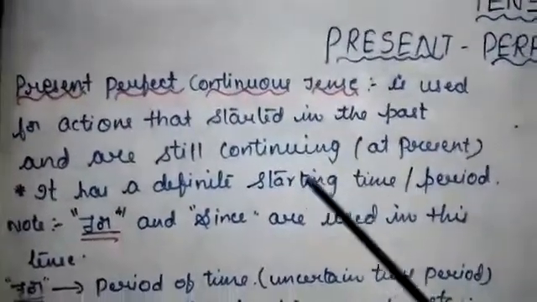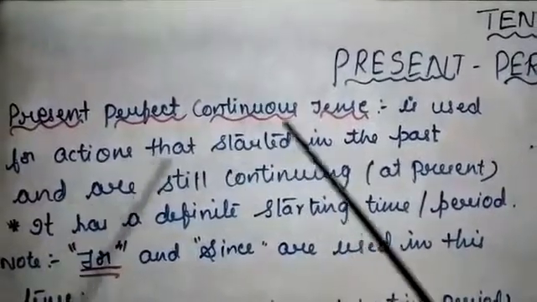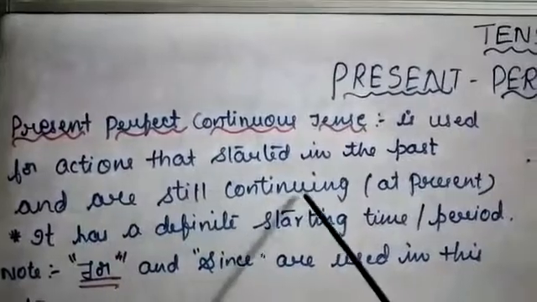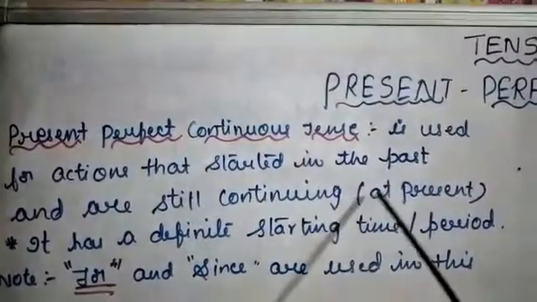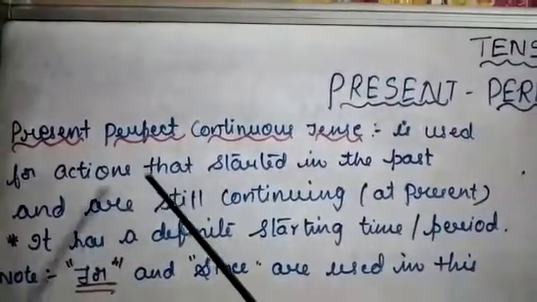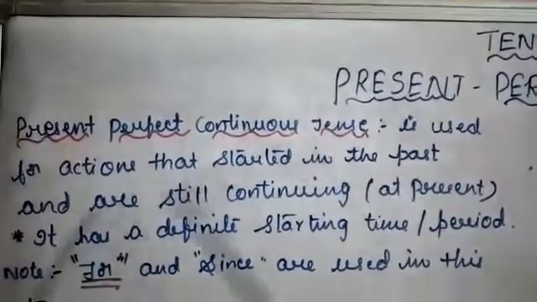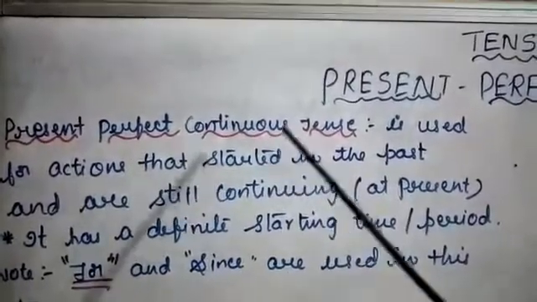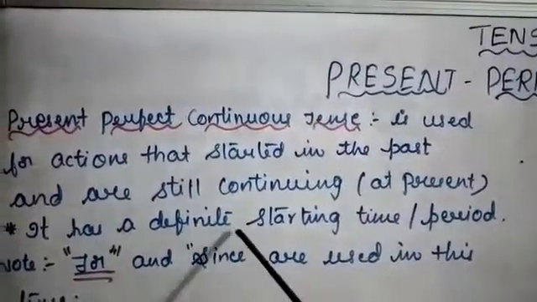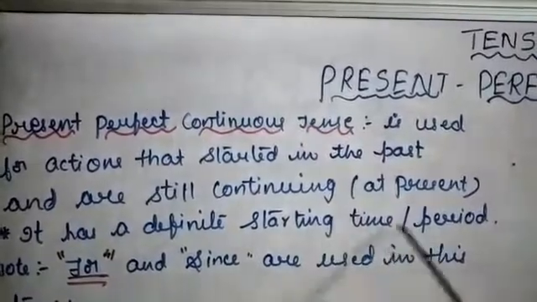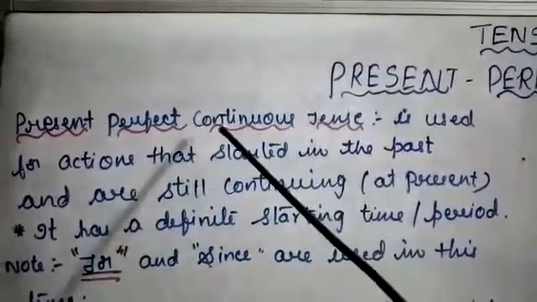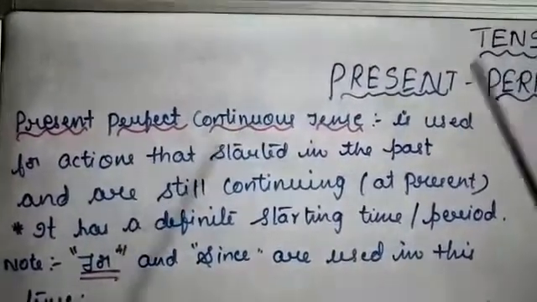Let's see what present perfect continuous tense is and when it is used. Present perfect continuous tense is used for actions that started in the past and are still continuing. Still continuing means at present. So these actions have already started in the past and are still continuing. This tense has a definite starting time or period. By this we can easily identify this tense.